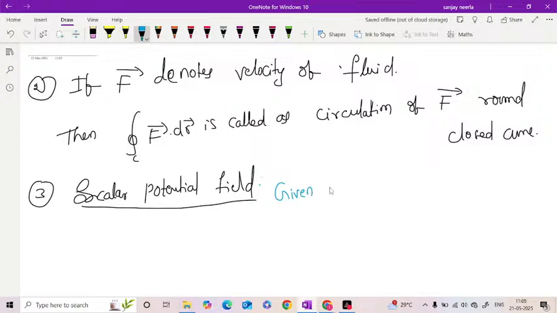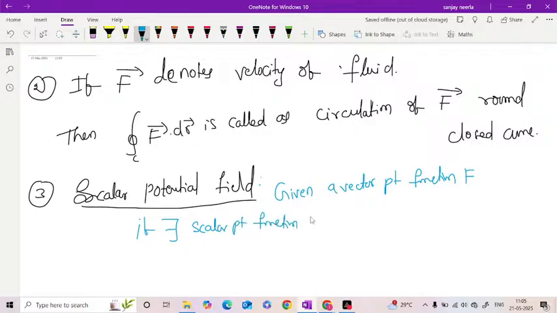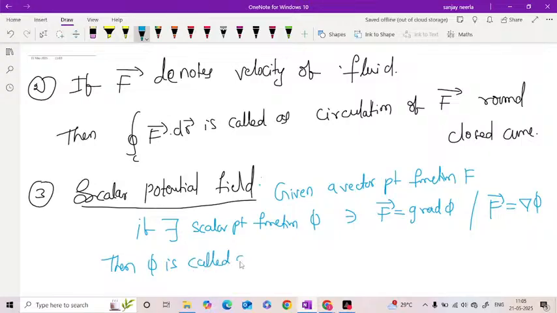So given a vector point function F, if there exists a scalar point function phi such that F is equal to the gradient of phi, or F equals del phi, then this phi is called a scalar potential of the given vector F. So this is the definition.